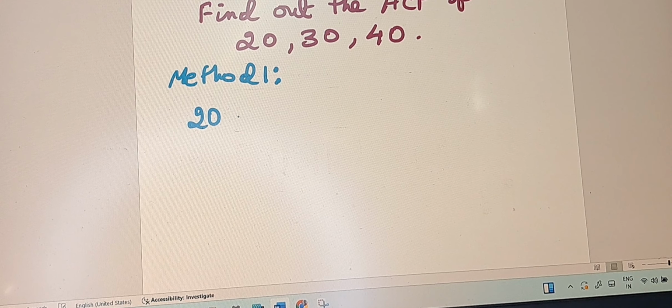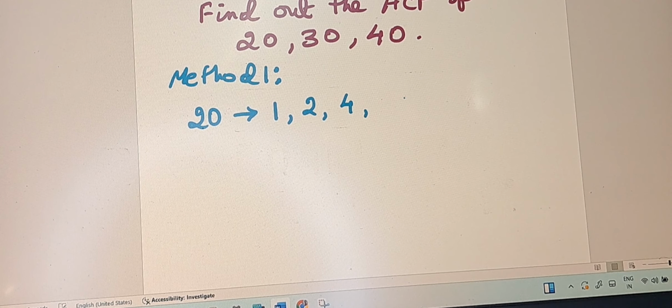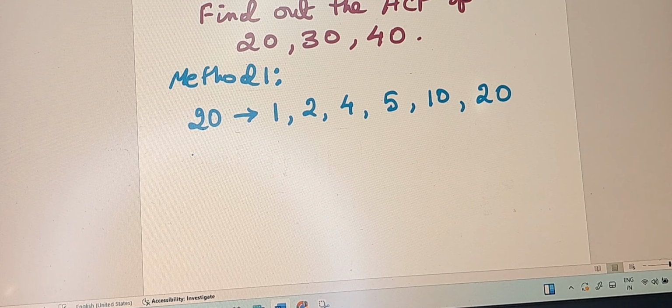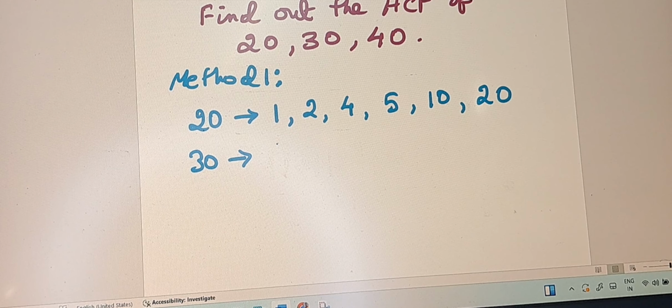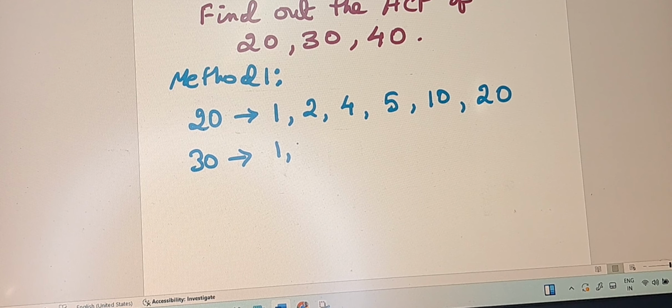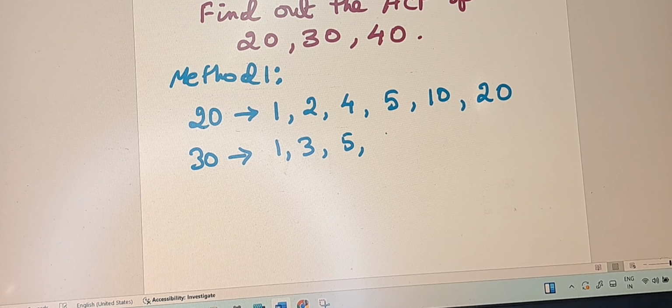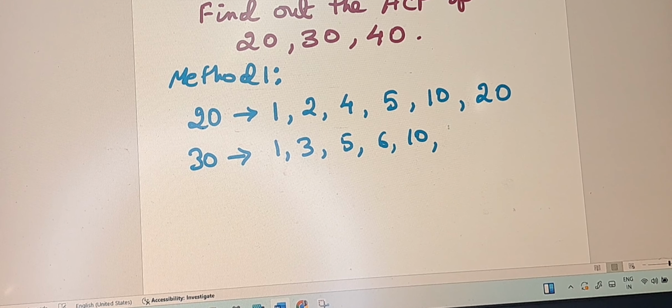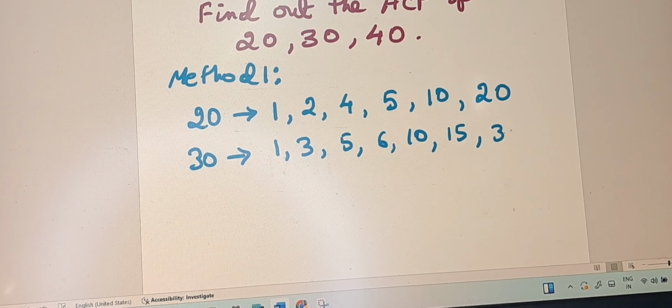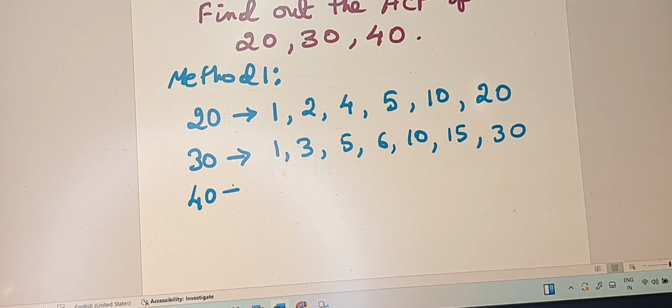what we have to do? We have to find out the factors of 20. What are the factors of 20? 1, 2, 4, 5, 10 and 20 itself. Now what are the factors of 30? Let us find out. 1, 3, 5, 6, 10, 15 and 30.